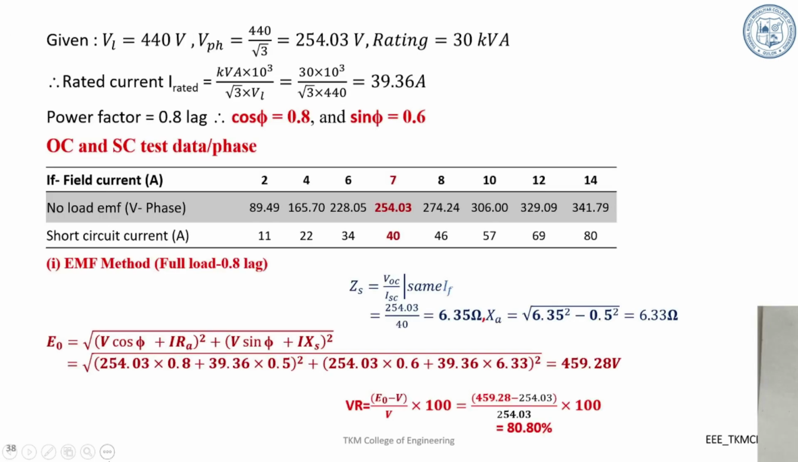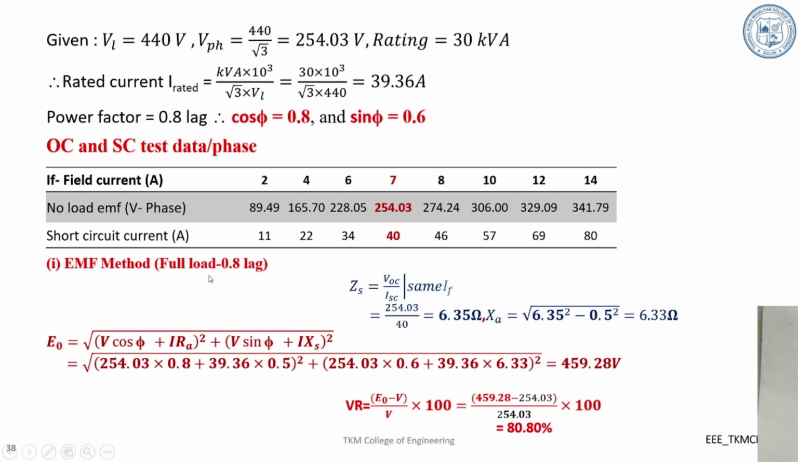Coming to the solution, here the line value of the voltage is 440 volt that needs to be converted into phase value. The phase value is obtained as 254.03 volt and power rating is given as 30 kVA. So from the power rating and the line value of the voltage, we can calculate rated armature current as 39.36 ampere. This is the open circuit and short circuit data after converting no load induced EMF from line value to phase value. First of all, let's solve the problem using EMF method.